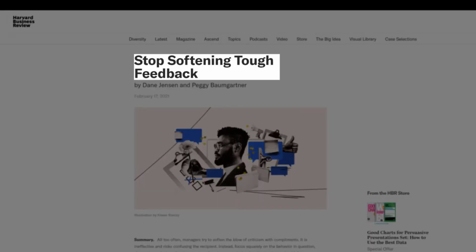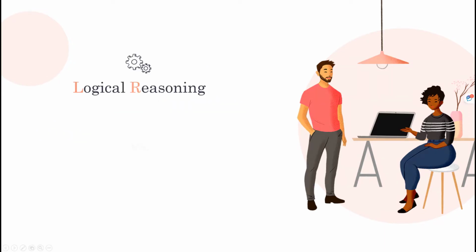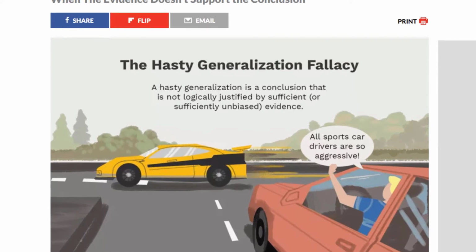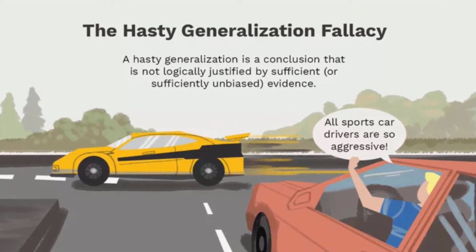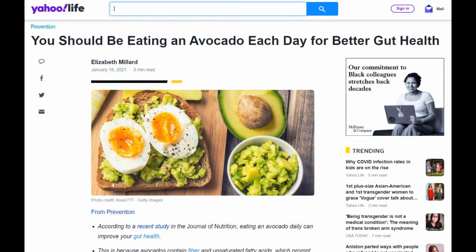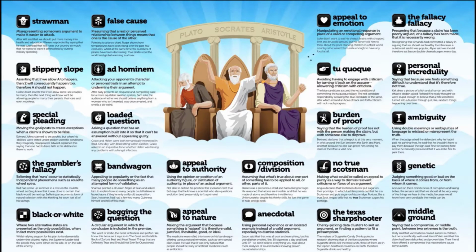So, besides evaluating sources for their evidence, we need to analyze if the conclusion can be safely derived from the evidence provided. Does it follow logical reasoning? Or does it contain logical fallacies? Fallacies are common errors in reasoning. For example, making a general statement without sufficient evidence to support it or overstating the conclusion is a common logical fallacy called the hasty generalization fallacy. Both Dr. Driscoll's conclusion on the effectiveness of her treatment and the Yahoo Life article's suggestion made a hasty generalization fallacy in their arguments.